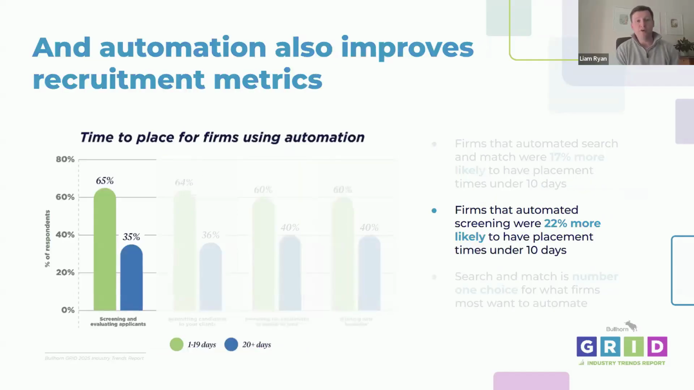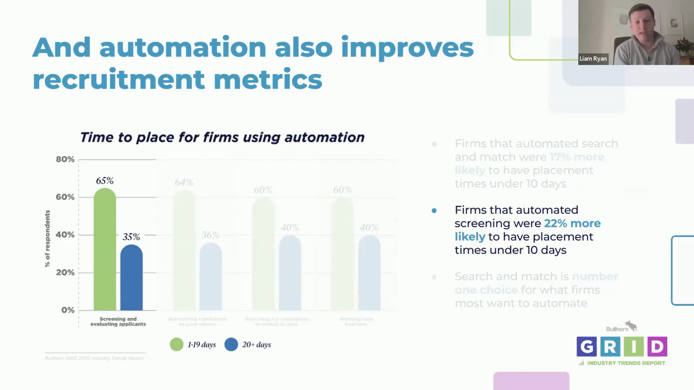And it also improves other metrics other than just those top levels. It's all great talking about revenue, but how do we actually get there? How do they improve their revenue? Well, automated screening improves time to fill, so under 10 days, as I said. And 65% said they were placing candidates in less than 10 days when they were screening, and 22% in more than 10 days.